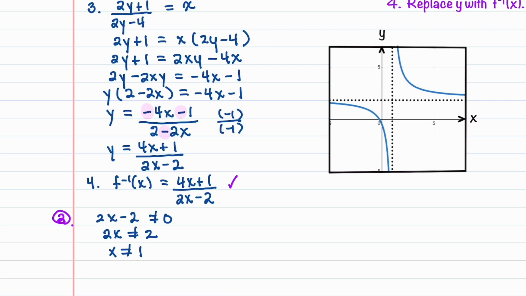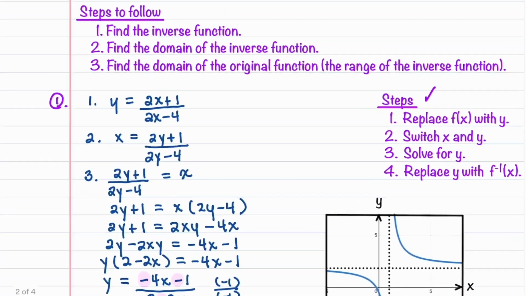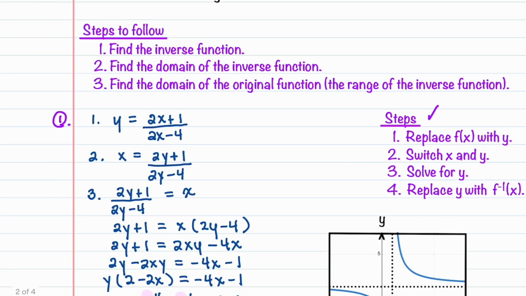So let's write down that the domain of f inverse is going to be all points except 1. So we can write that as minus infinity to 1, union 1 to infinity. So we finished step 2. Now let's go back up to the top and let's look at step 3. Step 3 says find the domain of the original function. So let me go ahead and circle this right there.